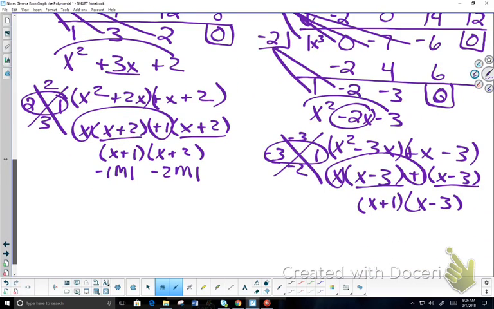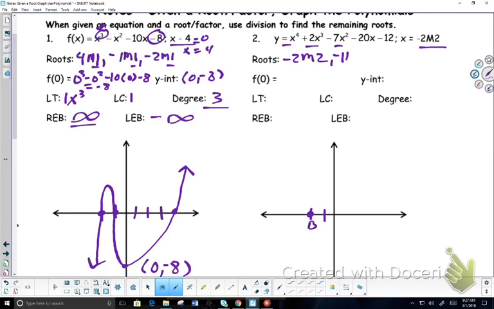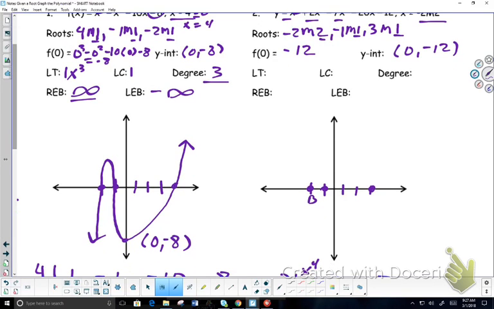Turning those both into roots, if I take x plus 1 and set it equal to 0, I would get -1. Since it only occurs once, I get a multiplicity of 1. x minus 3 would give 3, multiplicity of 1. So I got -1 and 3 to add to my roots up here, each with multiplicity 1. Notice 1, 2, 3, 4, that matches your degree. If I plug in 0, I will get -12. Therefore, my y-intercept is -12. So we can go ahead and add that to our graph.